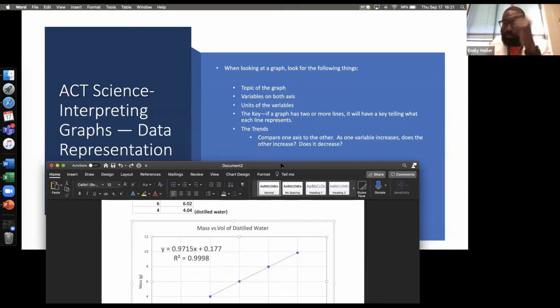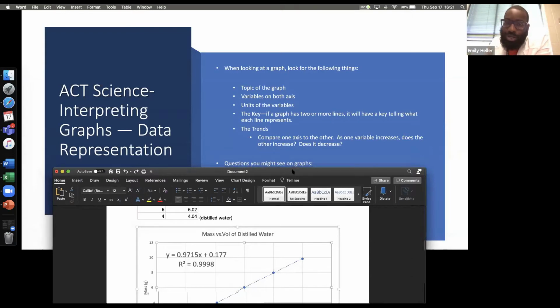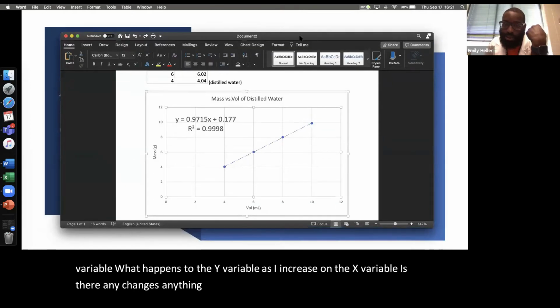All right. And so when we talk about these, we want to talk about the trends, right? You want to compare each of those axes to one another and discuss the relationship. What happens to the x variable as I increase the y variable? What happens to the y variable as I increase the x variable? Is there any change? Is there anything that's consistent? So let's look at this graph here.